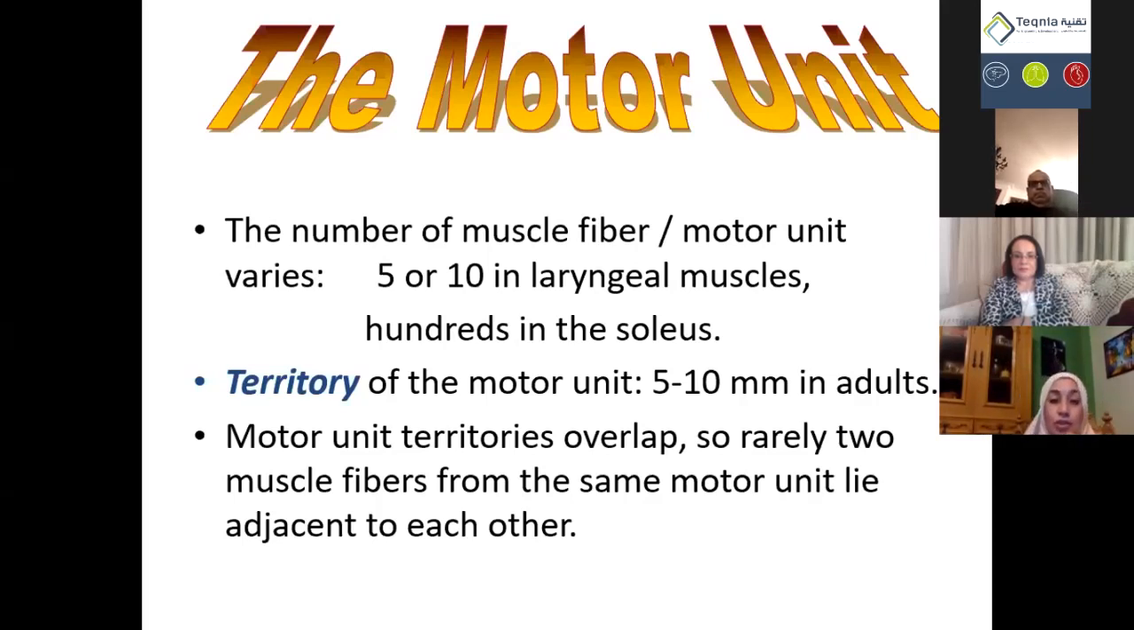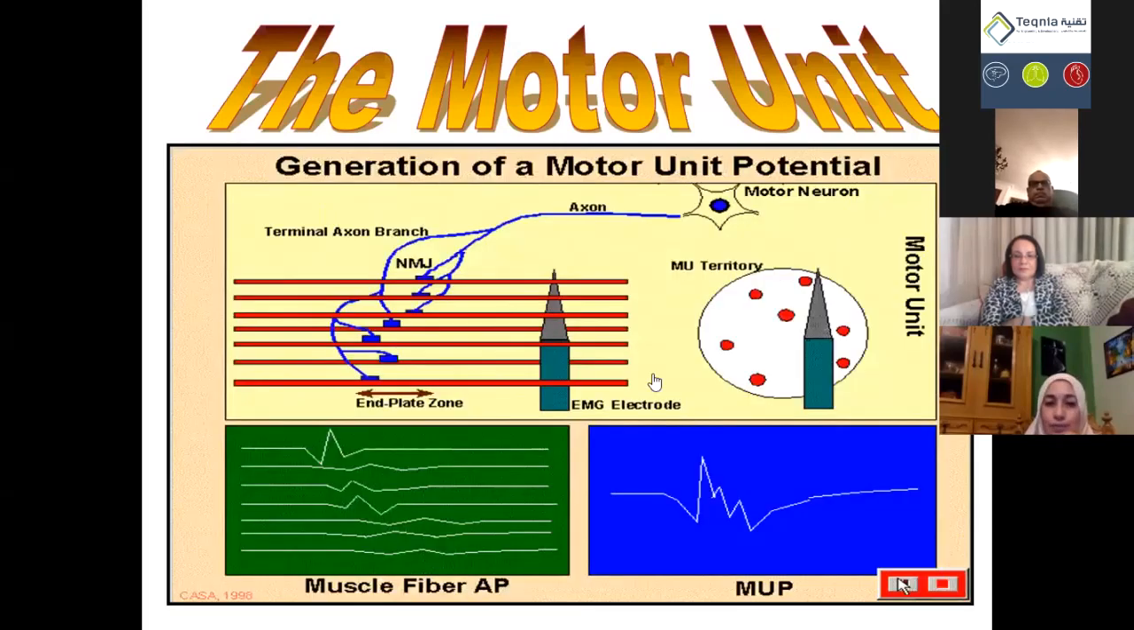Another basic knowledge: this is the territory, and this is the muscle fiber inside this territory. If I draw another circle here, these muscle fibers are not related to the same motor unit. This is the motor unit and the axon, the nerve twigs, the neuromuscular junction, and this is the muscle fiber. Here, the needle electrode.